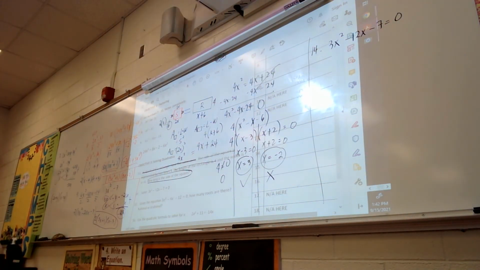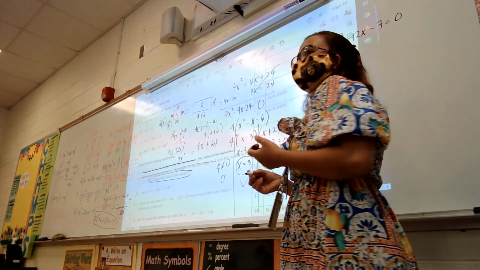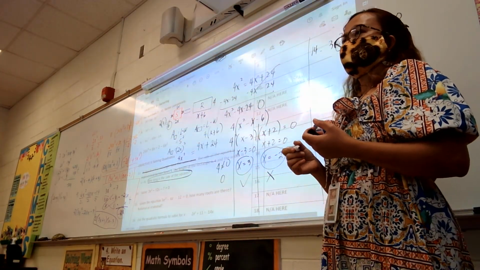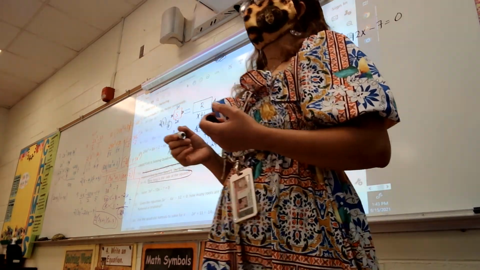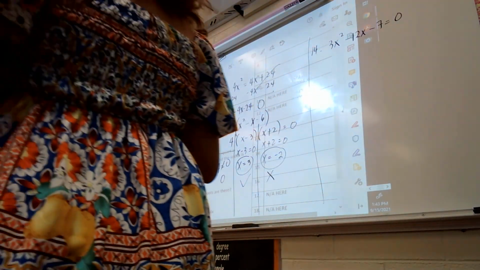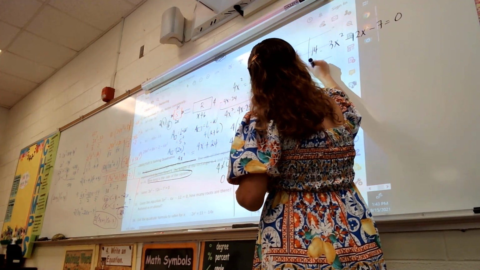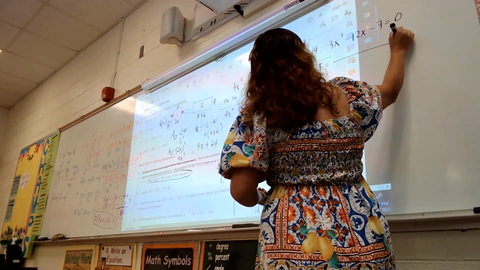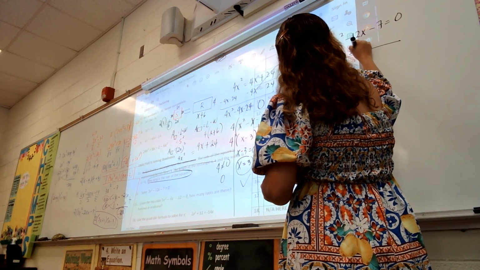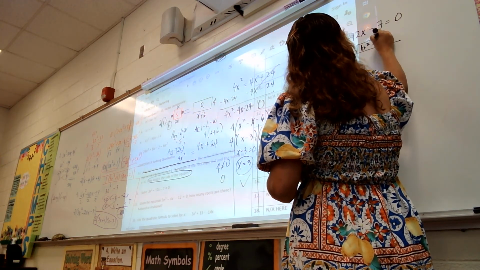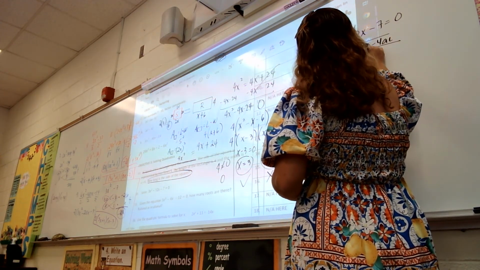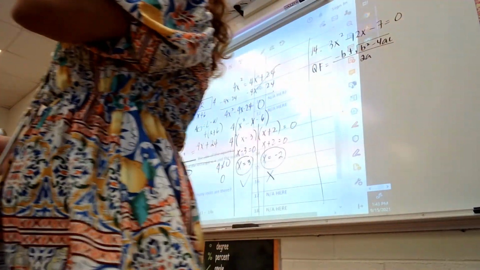Any suggestion? Isn't the x equals negative b something? Yeah. Sure. So let's use negative b plus and minus the square root of b squared minus 4ac.